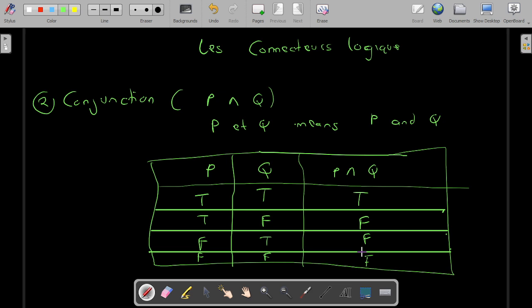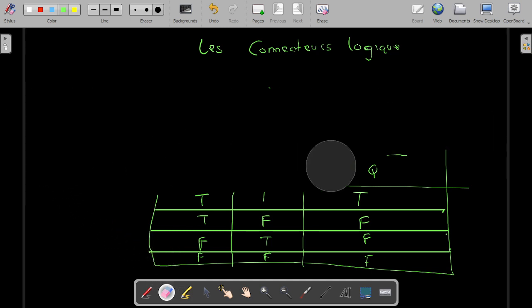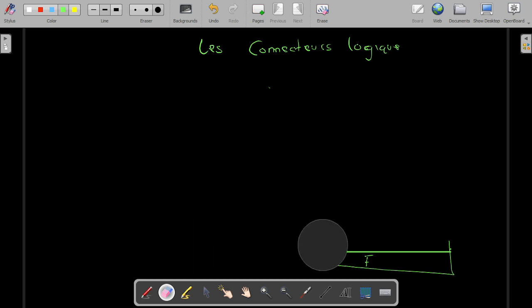All right. So we have that. So that is a conjunction. So this is the truth table. So we've represented all the possibilities. All right. And now we move to what is known as a disjunction.